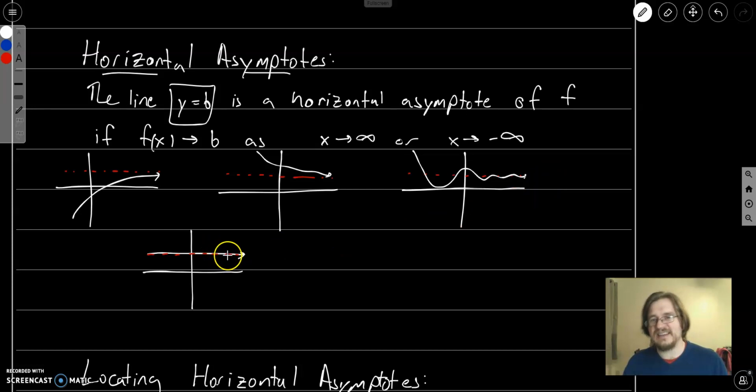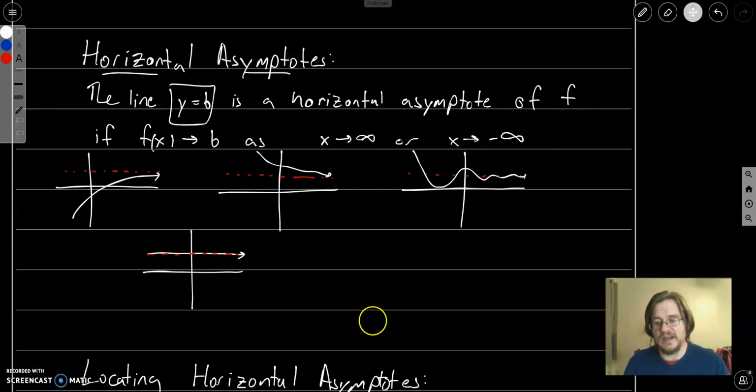And the last kind of silly way that you could have a horizontal asymptote is if your function is exactly that line. This is kind of silly, but again, this fits the description. Our function height is getting closer and closer to this line as x goes further and further to the right. It just doesn't have very far to go because it's already there. So again, horizontal asymptote, we're getting closer and closer to a line as we go further and further either to the right or further and further to the left.